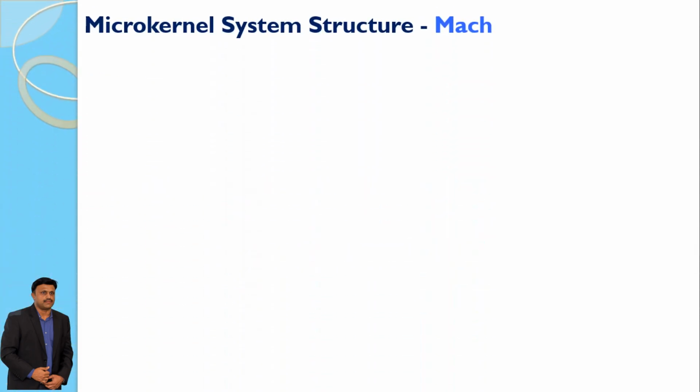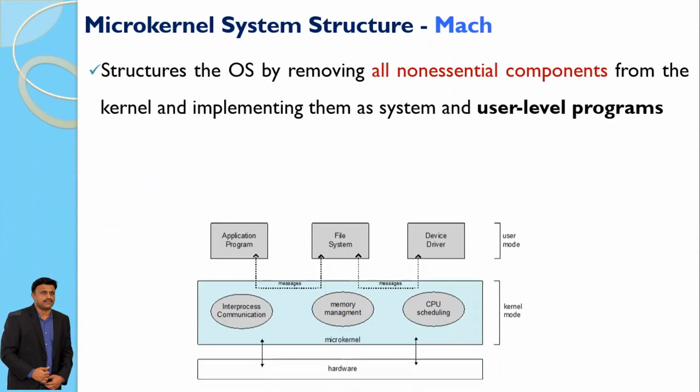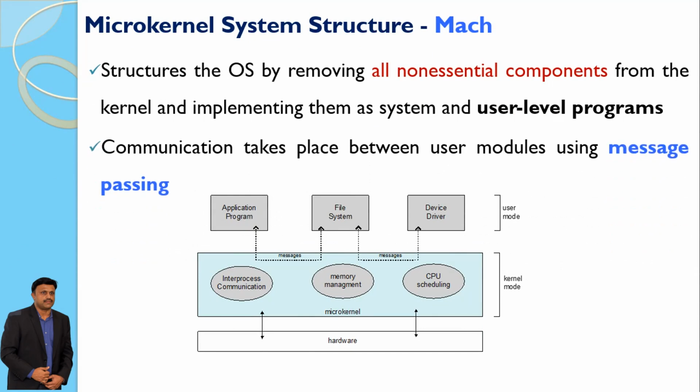Mac structures the OS by removing non-essential components from the kernel and implementing them as user-level programs. Communication between user modules occurs through message passing.